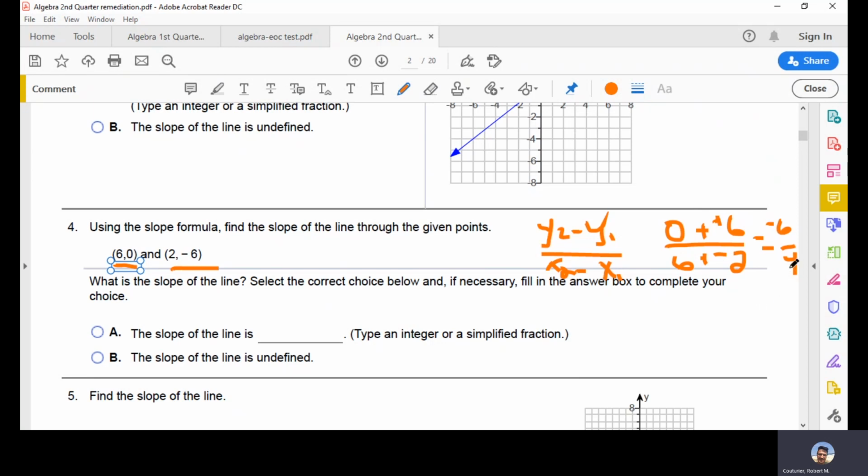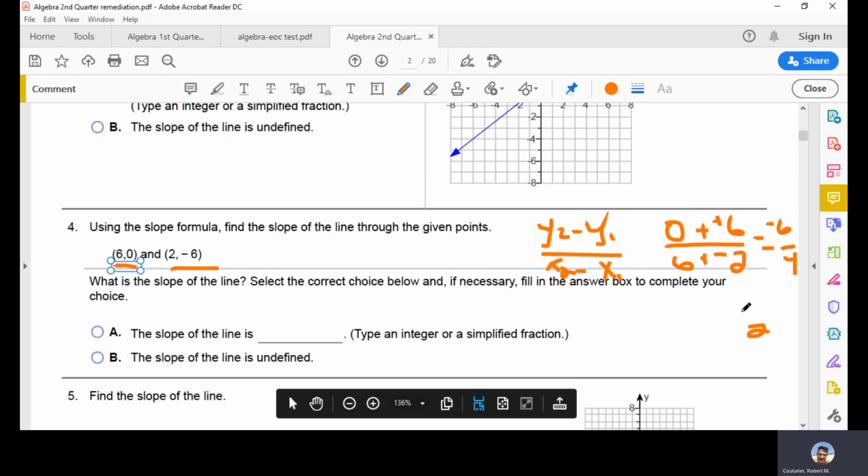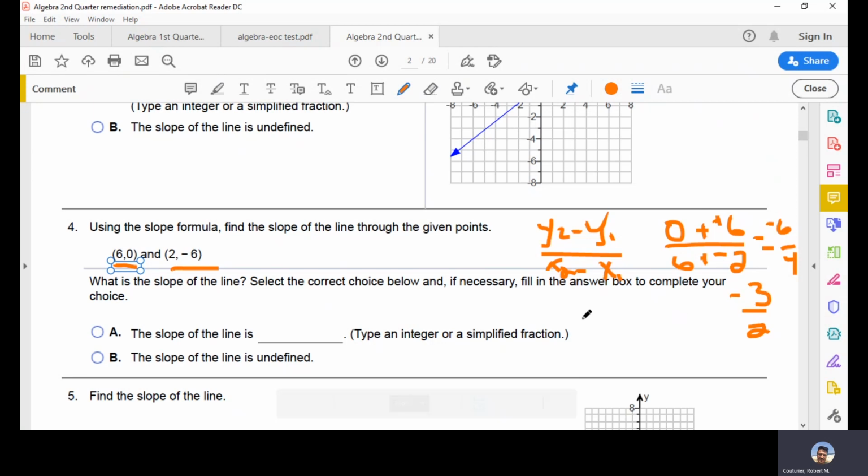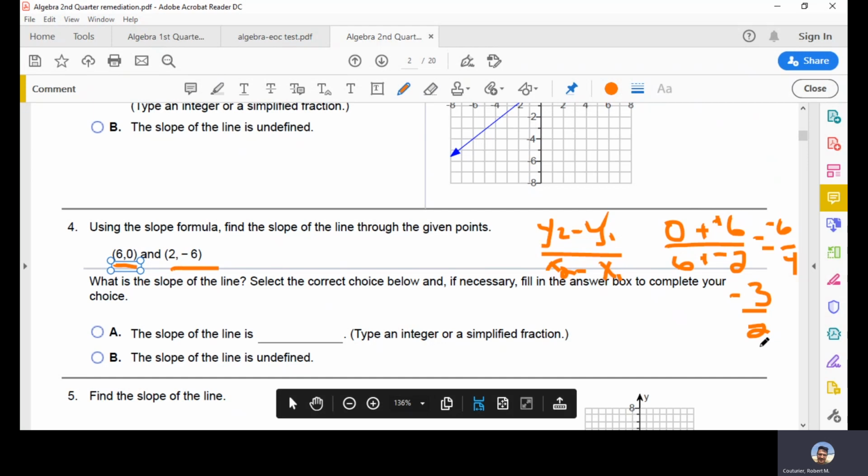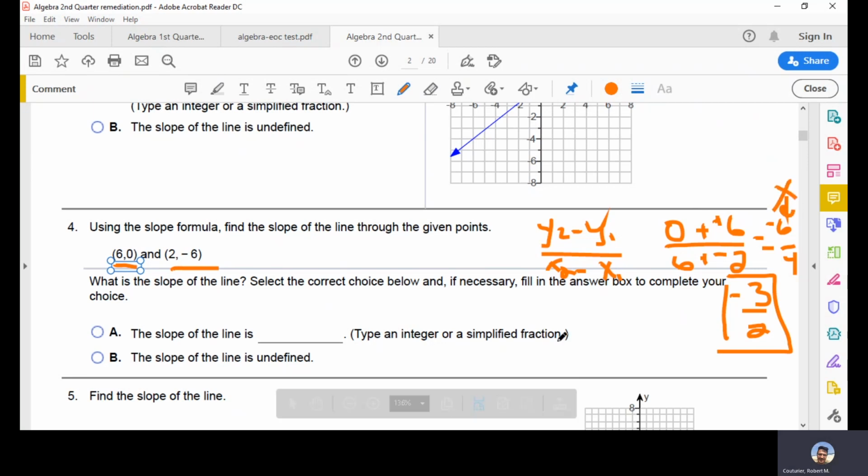We have to reduce. How many times does 2 go in a 4? 2. 2 goes into -6, 3 times. There you go. -3 over 2. You have reduced the fraction. If you put your answer in like this, it will say it's wrong because you did not reduce your fraction. Please, please, please be careful and make sure you fully reduce your fractions.